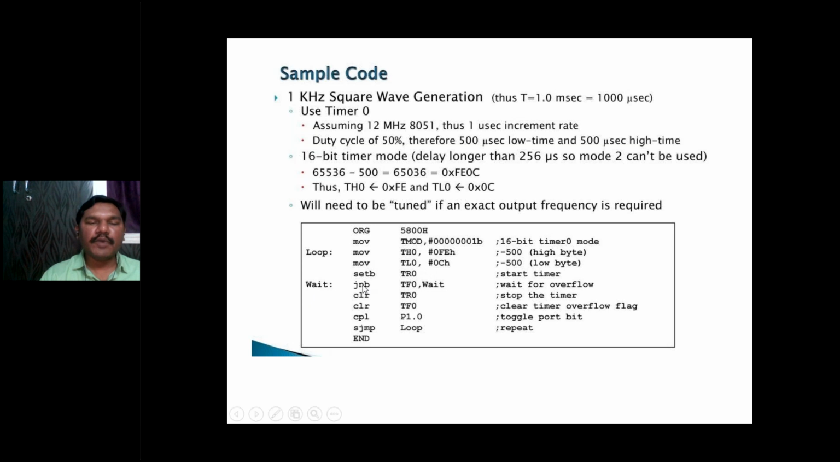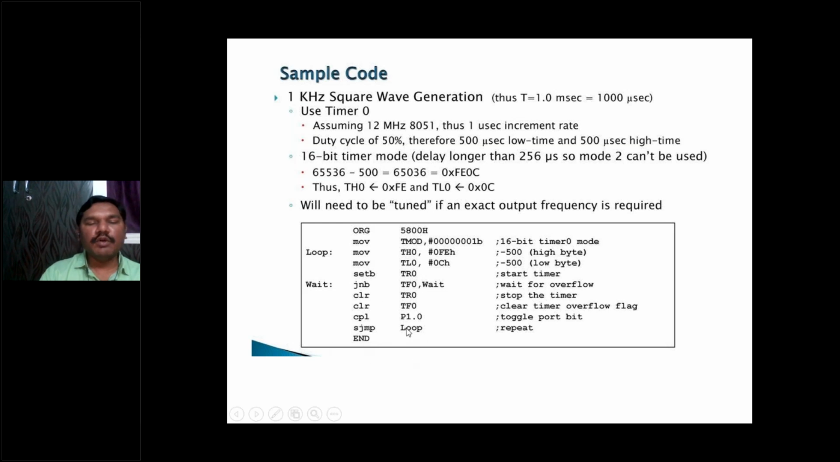JNB, jump if no bit, TF0. TF0 will be equal to 1 when the timer reaches the value of FE0C. Otherwise, the timer will continuously run in 16-bit mode. Once it reaches the value, what happens? Clear TR0, then the timer will be stopped. Why? Because the timer overflow flag is 1. When timer overflow is 1, timer 0 has to stop. Then clear TF0 and complement P1.0, then SJMP loop.